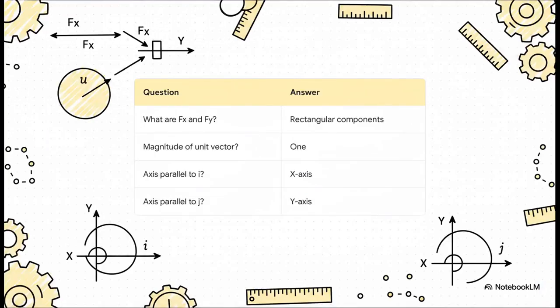All right, time for quiz number 2. Let's see what you've got. First, what do we call Fx and Fy? Those are your rectangular vector components. Second, what is the exact magnitude of a unit vector? It's exactly 1. Third, which axis does the unit vector i run parallel to? That's the x-axis. And finally, what axis does j run parallel to? The y-axis. Excellent. You've officially got the mathematical vocabulary you need for the hard stuff.